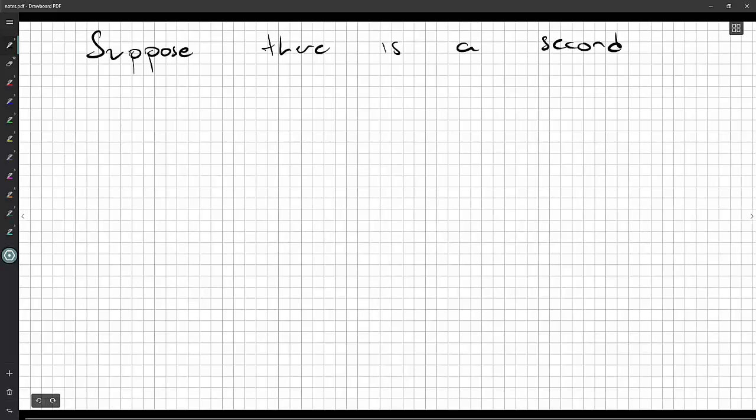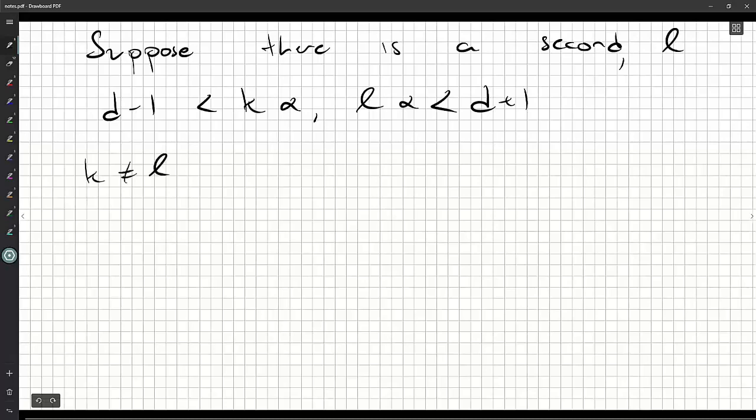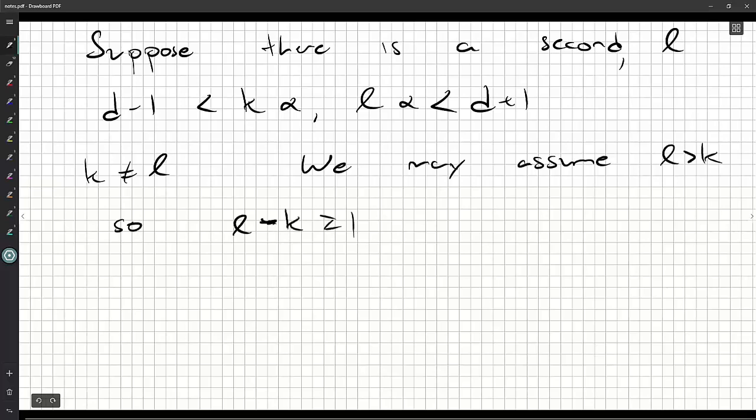I don't know what else. Not k, let's say L. So we'll call it L. So both k alpha and L alpha are in this range. So k is not equal to L. So L minus k in absolute value. So let's say, without loss of generality, we may assume L is the greater one. Doesn't matter, they're both just arbitrary names. So L minus k is at least 1.